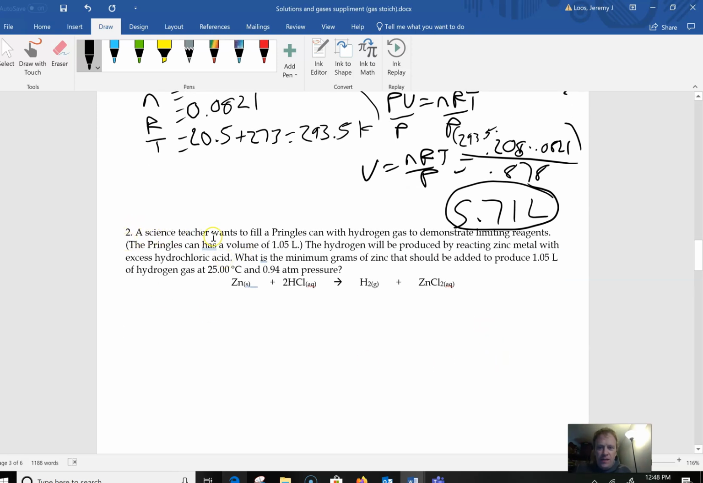Number two, a science teacher, and I so wish that I was here. I would certainly do this demonstration. This is my favorite demonstration of all time, what's being described in this problem, and I would do it for you if we were in school in person.